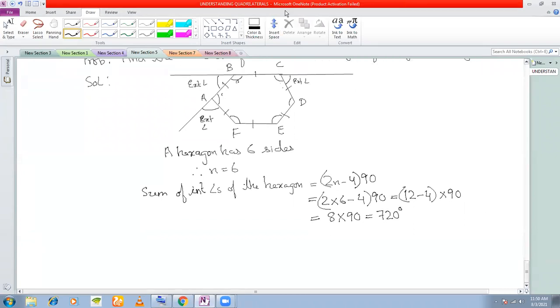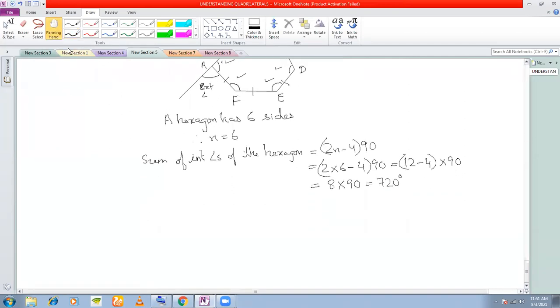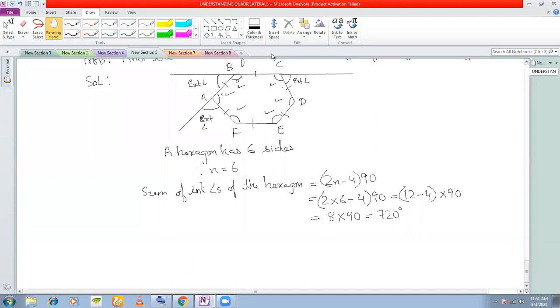Okay, the sum of interior angles of the hexagon is 720 degrees. So the sum of all these interior angles, this angle plus this angle plus this angle, all these interior angles, is 720 degrees. And all of these angles are equal. So what is the measure of one interior angle? How many angles are there? There are six interior angles, right? 720 divided by 6, 120 degrees. Hence, the measure of each interior angle is equal to 720 degrees divided by the number of sides 6, which is equal to 120 degrees.